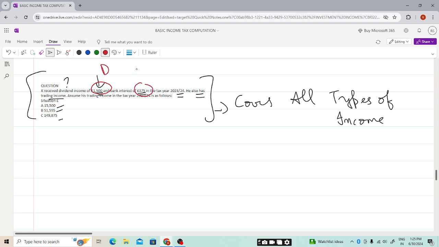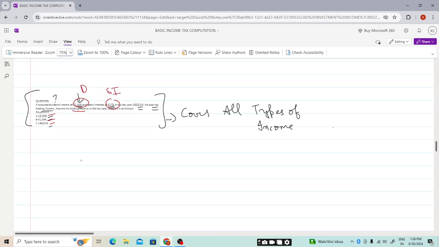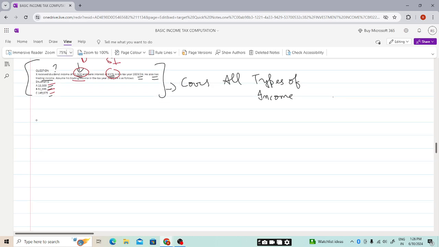Dividend is dividend and this is saving income, but the trading income varies: 15,500, 51,595 and 149,875. So we will be solving this question also, as this will give an overall view of all the types of calculation. So first, A, employment income.